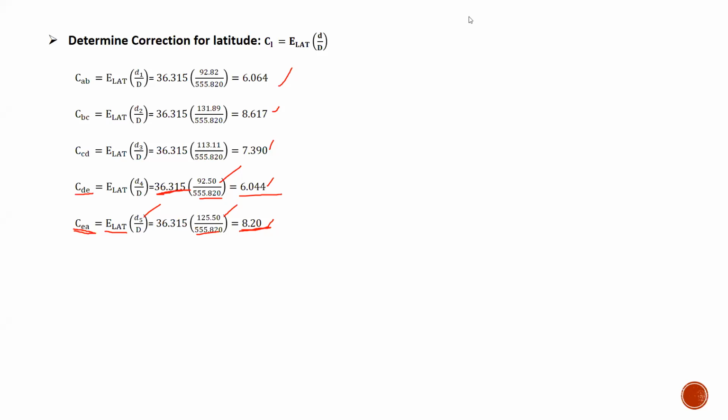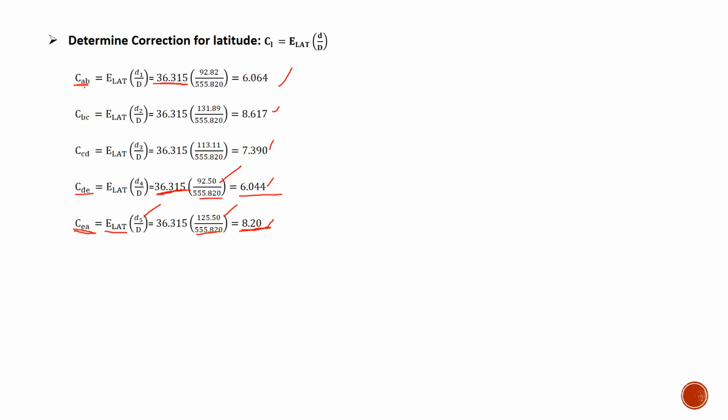$8.20. Okay. So we have that. As you can see, ito yung hatian nila. Di ba meron tayong error na 36.315 meter? That's your error. Okay? Yun yung error natin. Yun yung paghahatian ng mga courses natin or yung mga line natin.